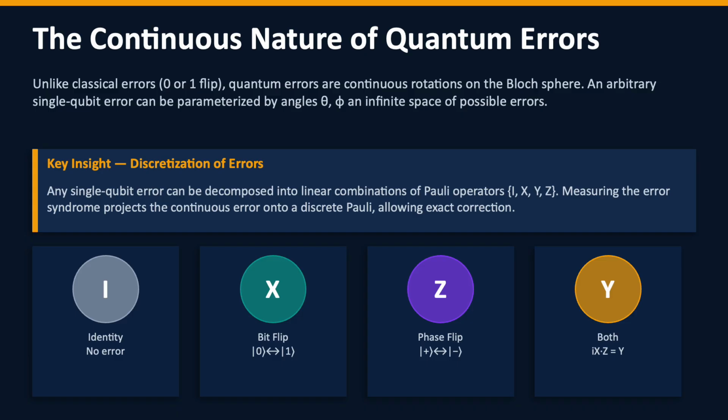When you probe a quantum system with the right kind of measurement, nature effectively forces the continuous error to pick one of these discrete categories. The error collapses from an arbitrary rotation into one of just a handful of well-defined error types. Once you know which discrete type of error occurred and where it happened, you know exactly what correction to apply. This discretization of errors is a mathematical miracle that makes quantum error correction not just possible in principle, but practically implementable with real hardware.